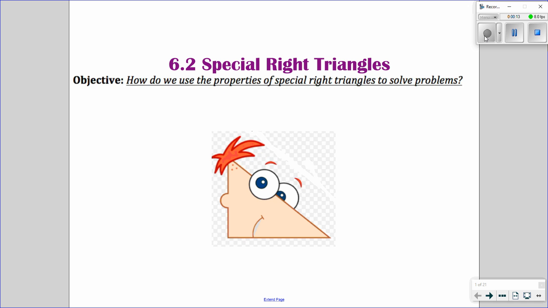In the previous lesson, you learned how to find sides in a right triangle using the Pythagorean theorem, which was a squared plus b squared equals c squared. Now with the right triangle, there are two types of special right triangles, and we're going to learn them today.